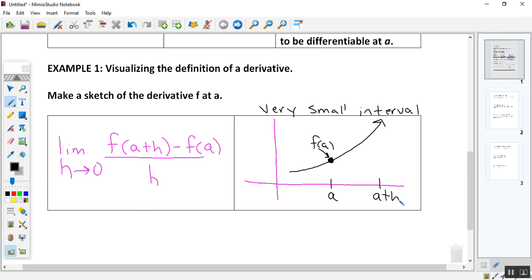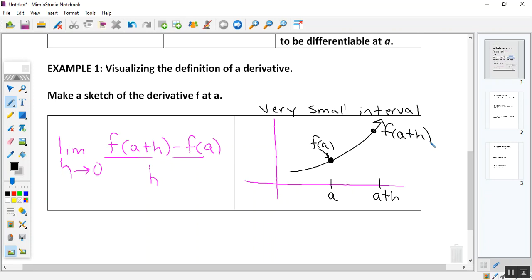Okay? It's over there. Now again, that distance from a to a plus h, really big or really small? It's very, very small. It's infinitely close to what? It's approaching 0. Okay? Well, guys, if this point up here is f of a, what's this point up here?